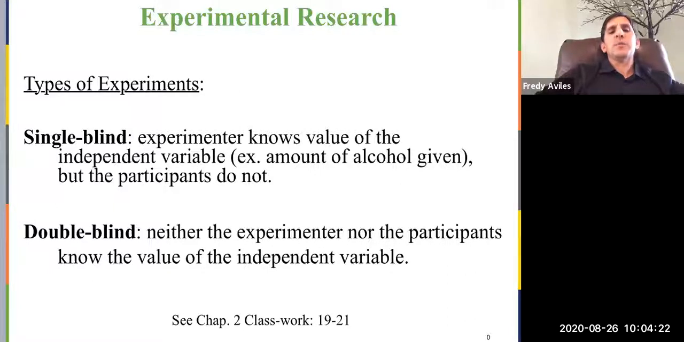Why would we want the experimenter not to know what participants are getting? Well, because that way we can get rid of experimenter bias. If the experimenter doesn't know who's getting real alcohol and who's not getting alcohol, then the experimenter has no choice but to treat all participants the same. The experimenter could not deliberately or even unknowingly make the results work out in his or her favor.